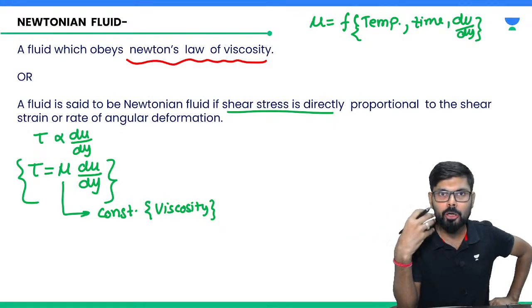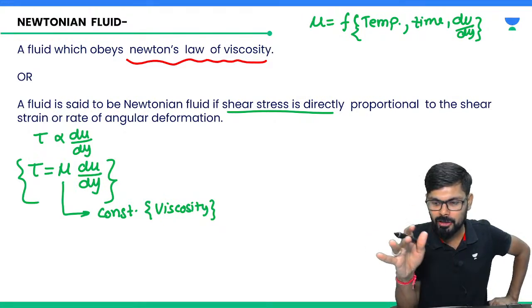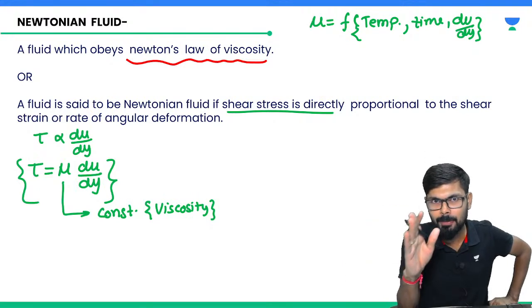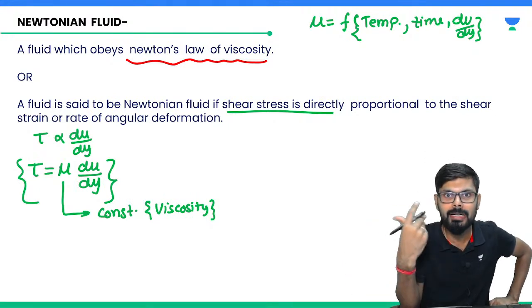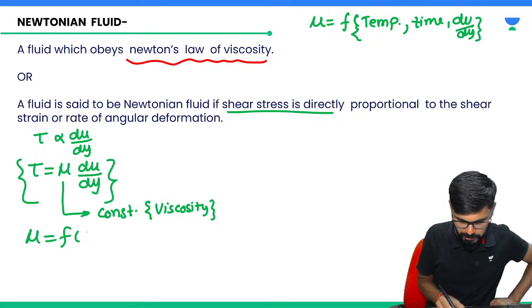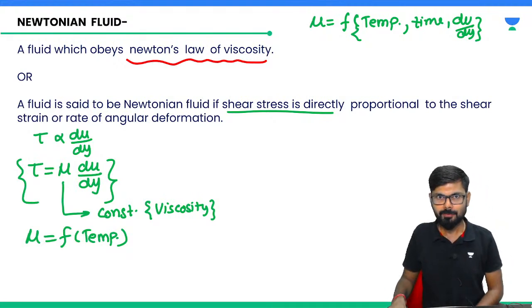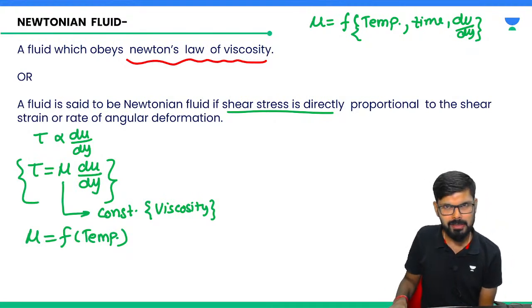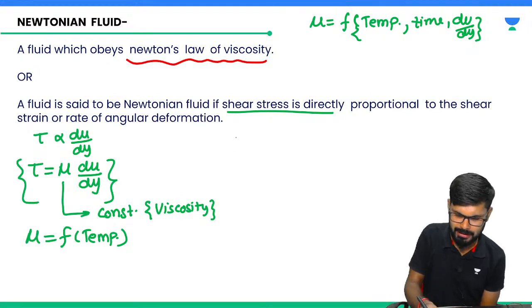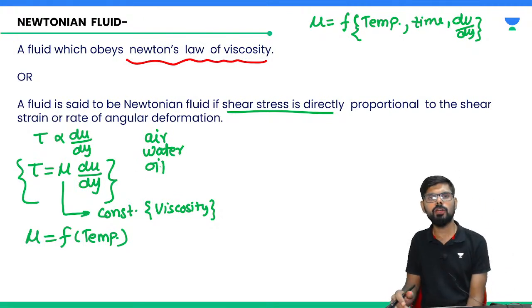But whenever I am talking about Newtonian fluid, it is independent of time and du by dy. It only depends upon the temperature. So mu is only a function of temperature, meaning it does not depend upon time and it does not depend upon du by dy. Some examples are air, water, and most of the oils. All these are basically Newtonian fluids.